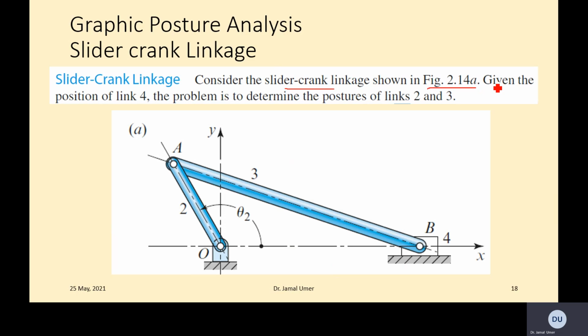So given the position of link 4, so link 4 position is determined, is already known. The problem is to determine the posture of link 2 and link 3. So we want to find out the posture of link 3 and link 2 basically. That's unknown. So we will practice the knowledge we just got from different possible scenarios, and we will employ that knowledge over here to find out the posture for link 2 and link 3.